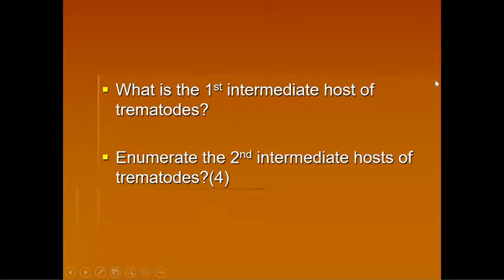Okay, now, what is the first intermediate host of trematodes? Usually, they would ask this of most trematodes. I'm talking about most trematodes. So, again, the exception to the rule is schistosoma. Okay? So, most trematodes, they would have a snail. Oh, sorry, this includes also schistosoma.